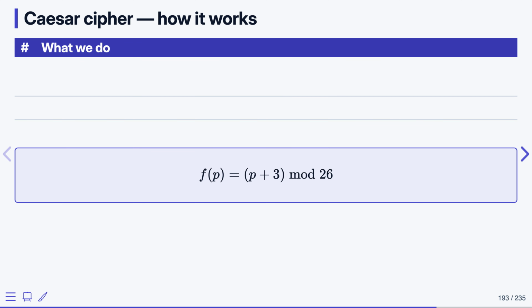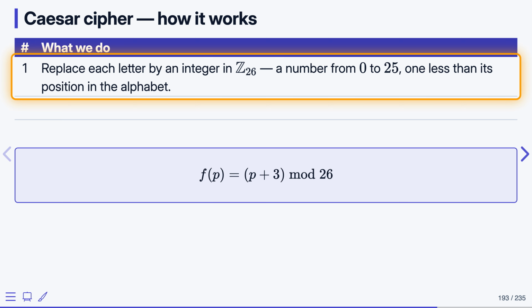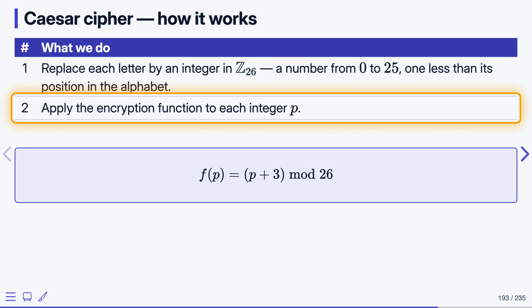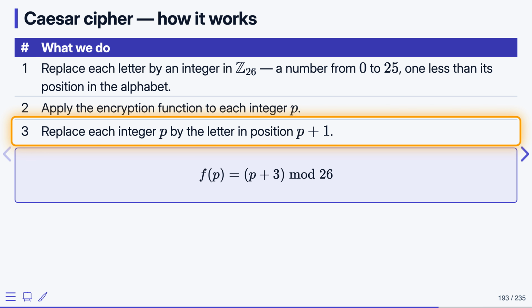This is how we do it with mathematics, in 3 steps. Step 1. Turn each letter into a number. A is 0, B is 1, and so on up to Z, which is 25. That set of numbers, 0 to 25, is called Z sub 26. Step 2. Apply the encryption function to each number. Step 3. Turn each number back into a letter.